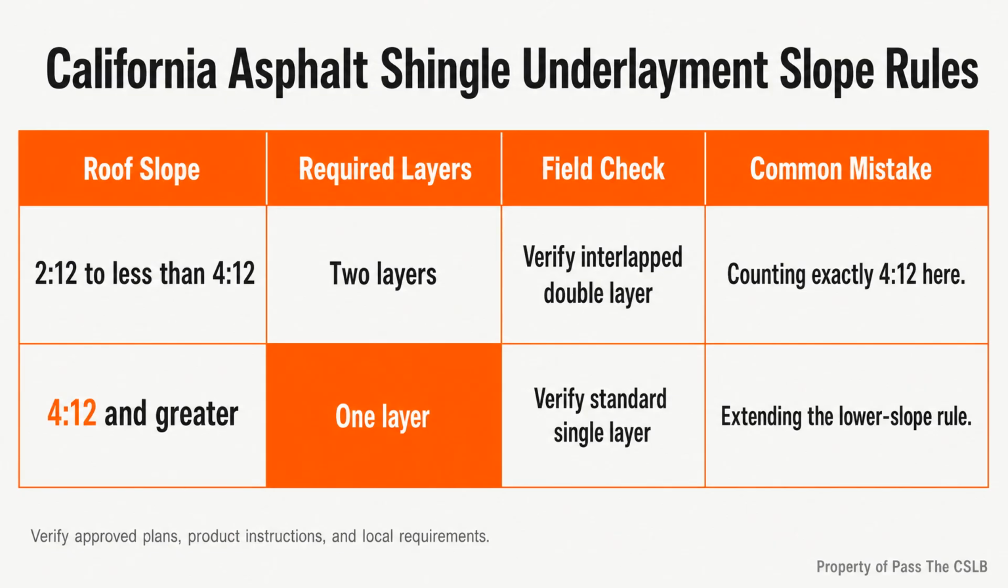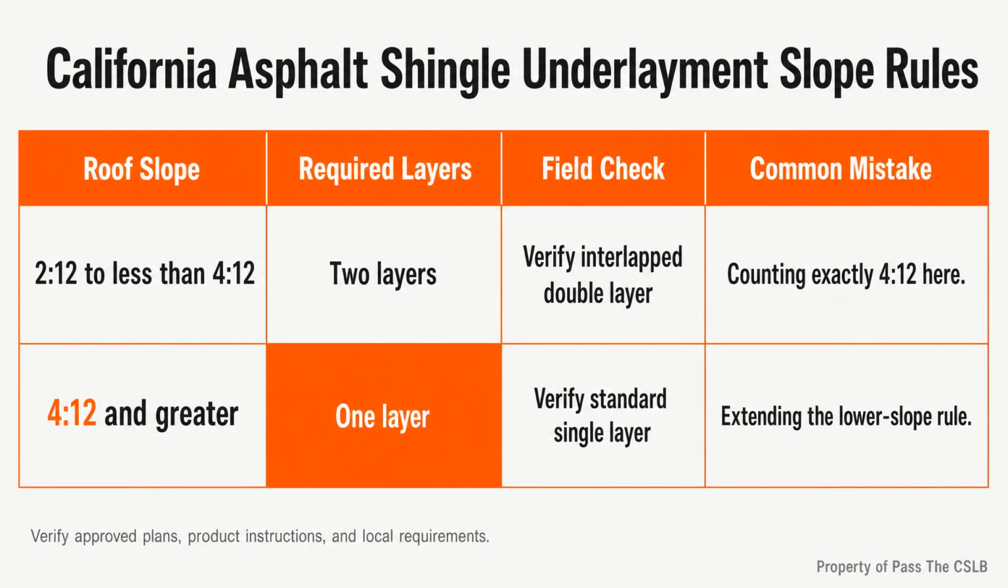Suppose a porch roof is 3 and 12. That roof falls inside the 2-layer range. Now suppose an adjacent main roof is 4 and 12. The main roof begins the 1-layer range. Those 2 planes may meet on the same project, yet the underlayment takeoff and field check differ. That is why a supervisor needs the actual slope rather than a quick visual guess.